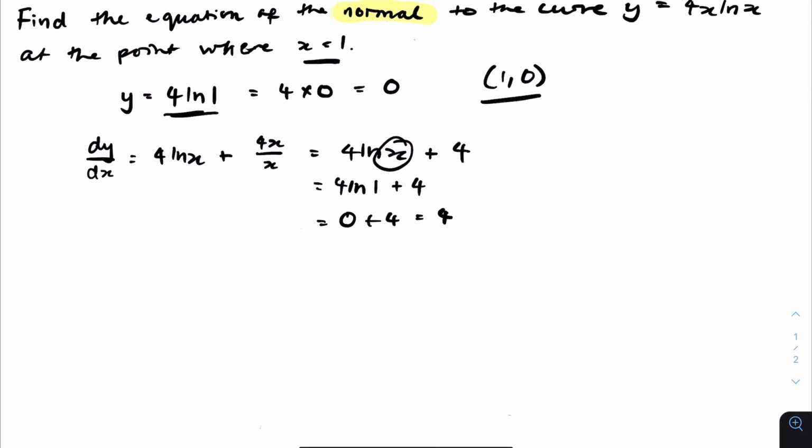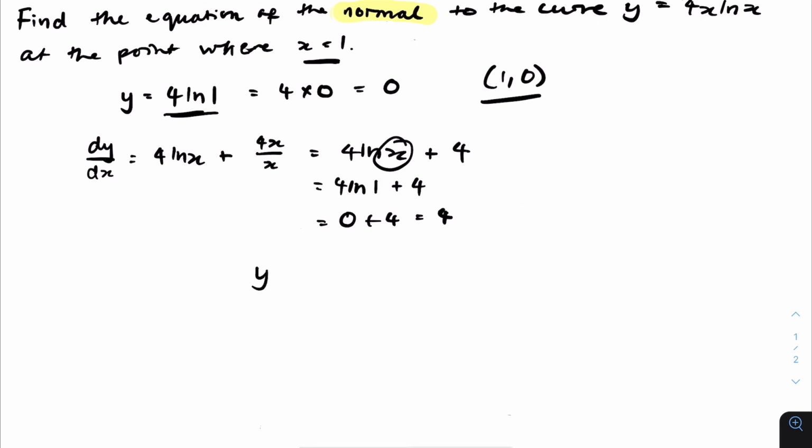So until this point, we've been doing pretty much the steps needed to find the tangent, but we need to find the normal. And we can tell that if we have the tangent and the normal is perpendicular to the tangent, the gradient has to be the negative reciprocal of the tangent's gradient. So in this case, the normal's gradient would be the negative reciprocal. So we flip 4 over, makes it 1/4, and then we negate it, so it's negative 1/4. So our gradient is negative 1/4.